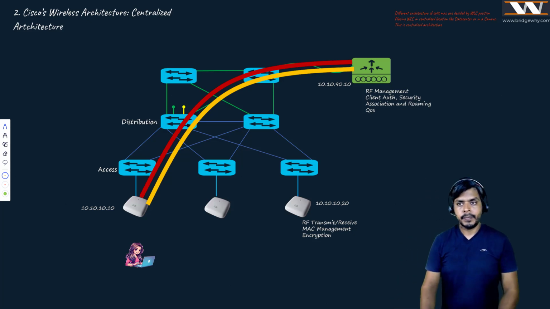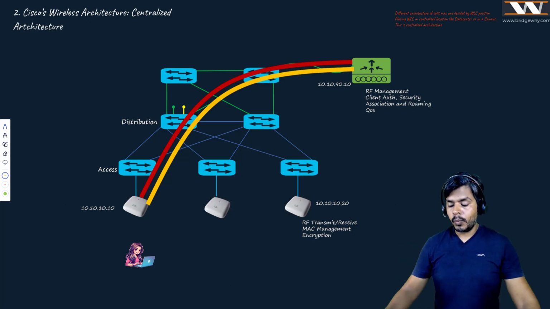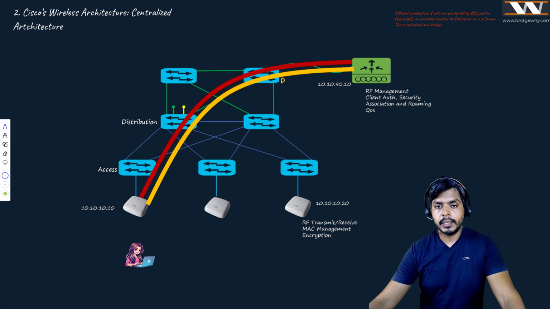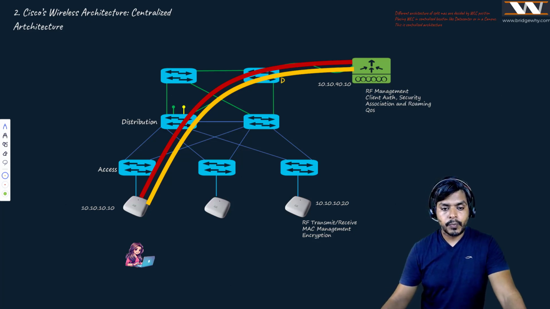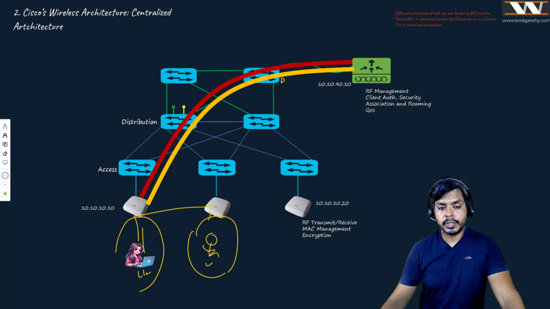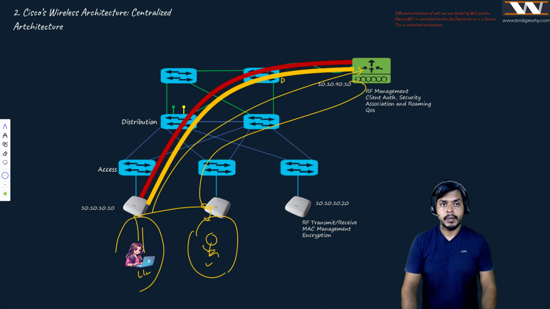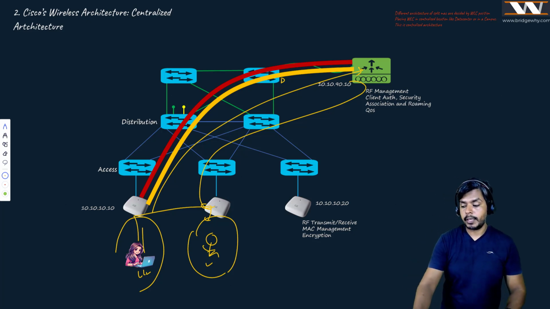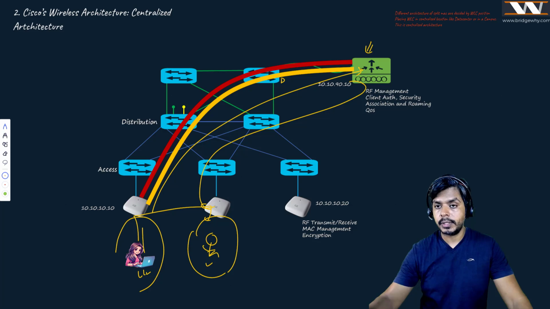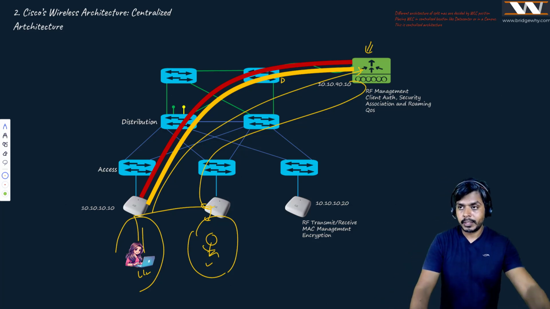What is the meaning? The meaning is absolutely simple. Whatever data you are sending, say Rahul is connected to this AP and Anjali is connected to this AP, both in VLAN 10. Doesn't matter if they are talking to each other, the data goes to the WLC first, and then the WLC sends it back. I will be talking about this traffic flow, but this is what the centralized architecture means. If this access point is right there in your data center also, the traffic will go towards the data center and then come back.